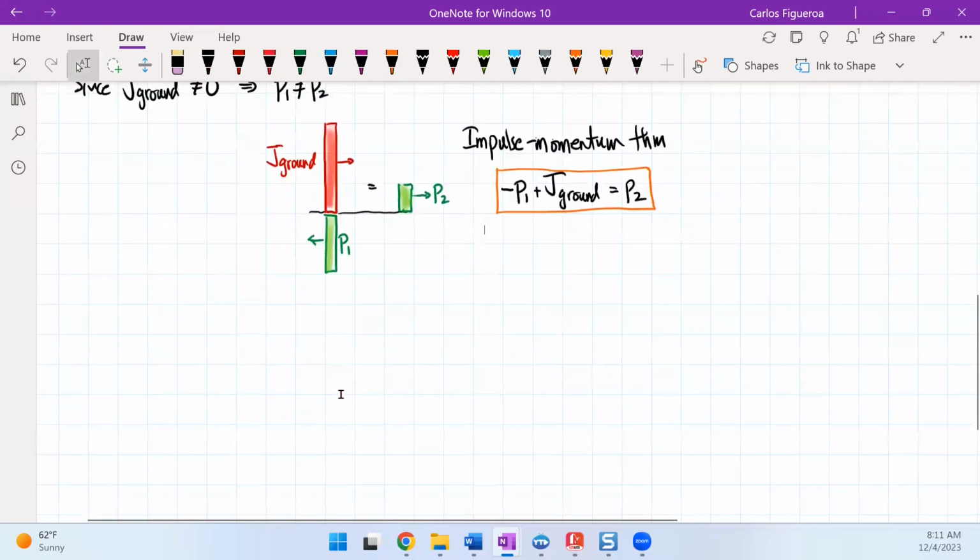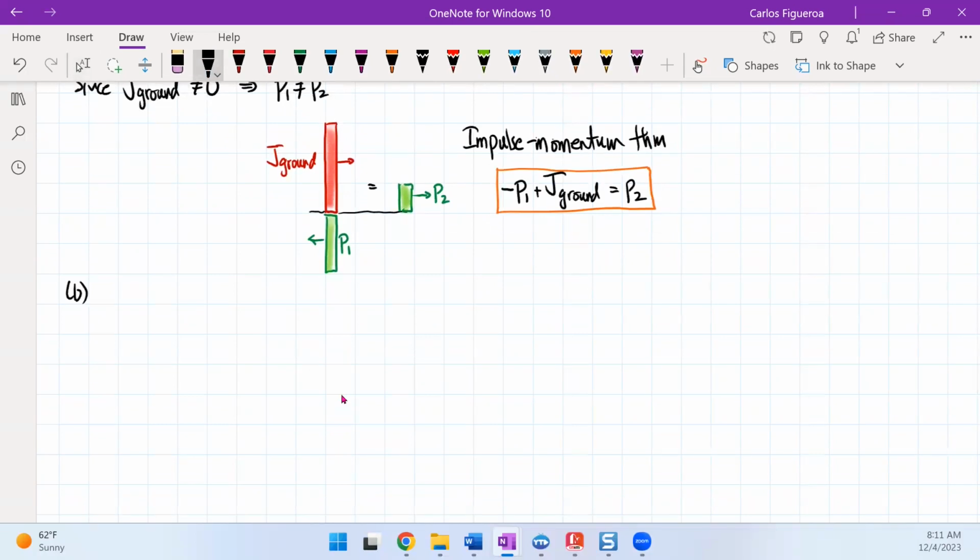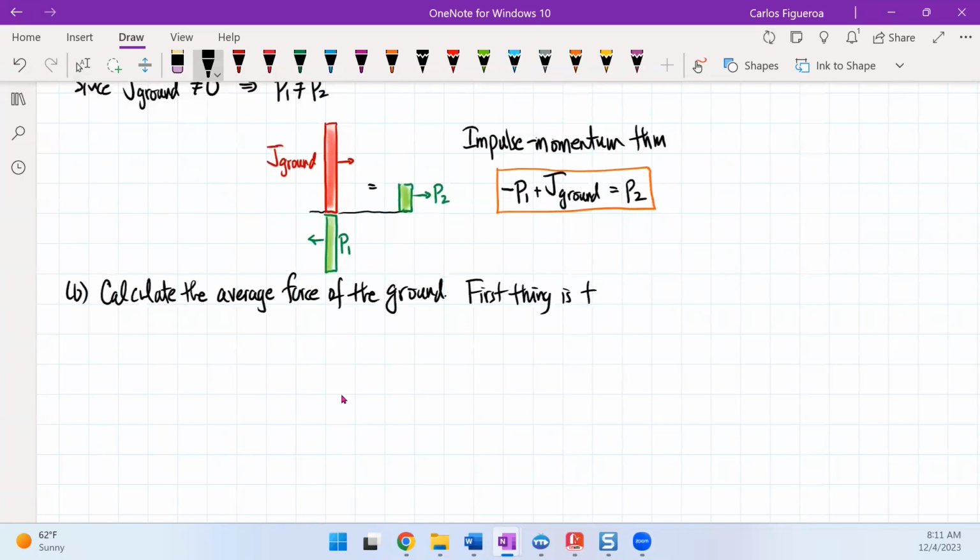Now let's go to B. So in B here, we want to calculate the average force of the ground. So first thing is to calculate the impulse, which is equal to the area.